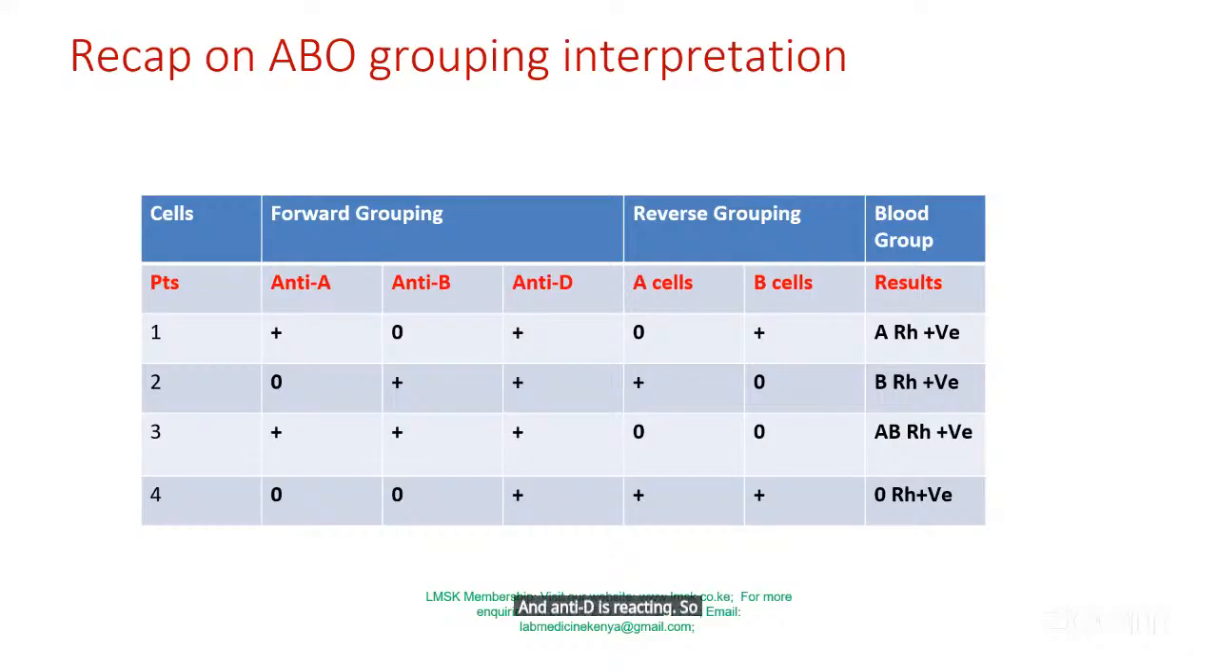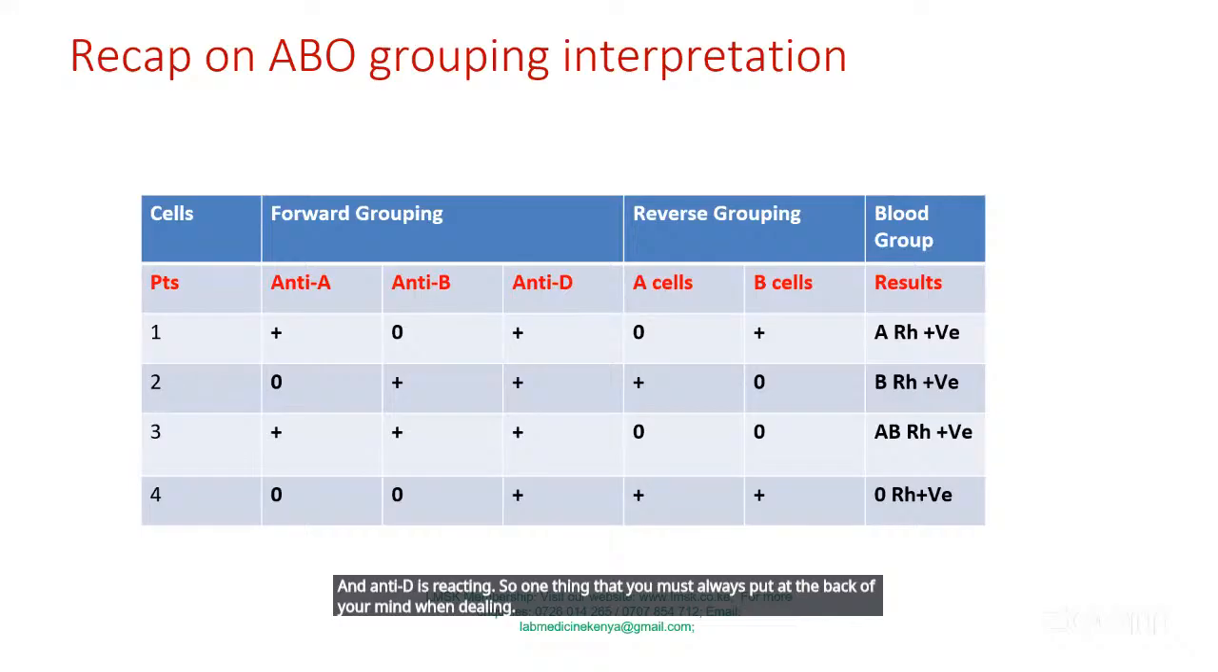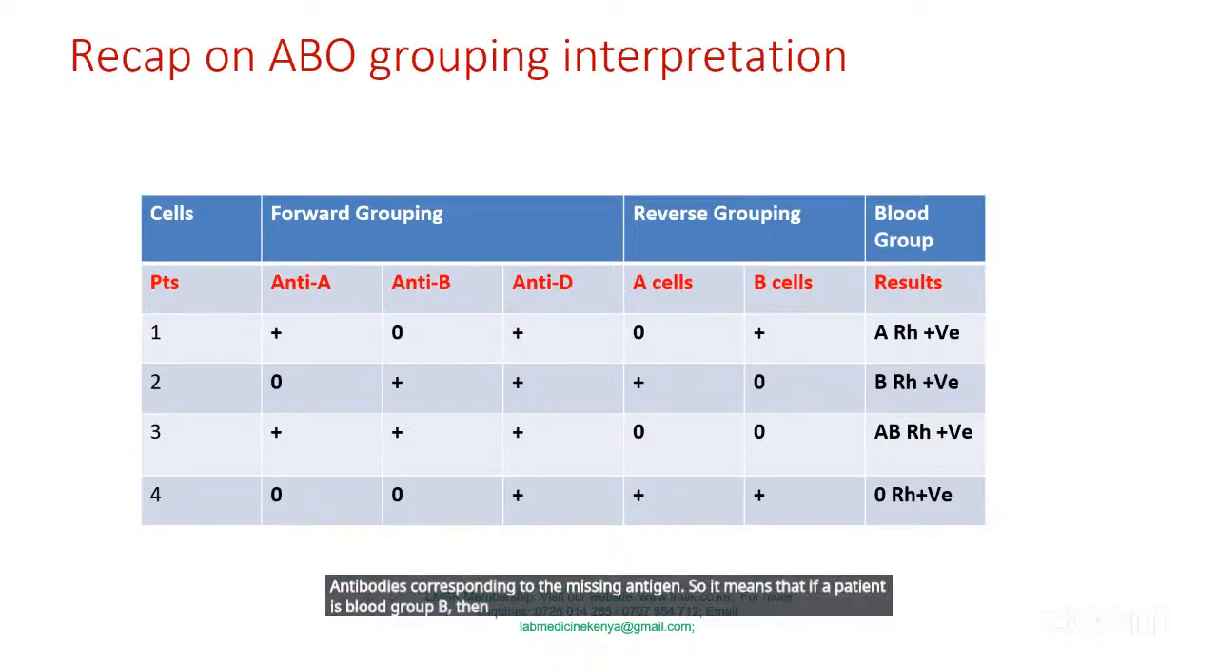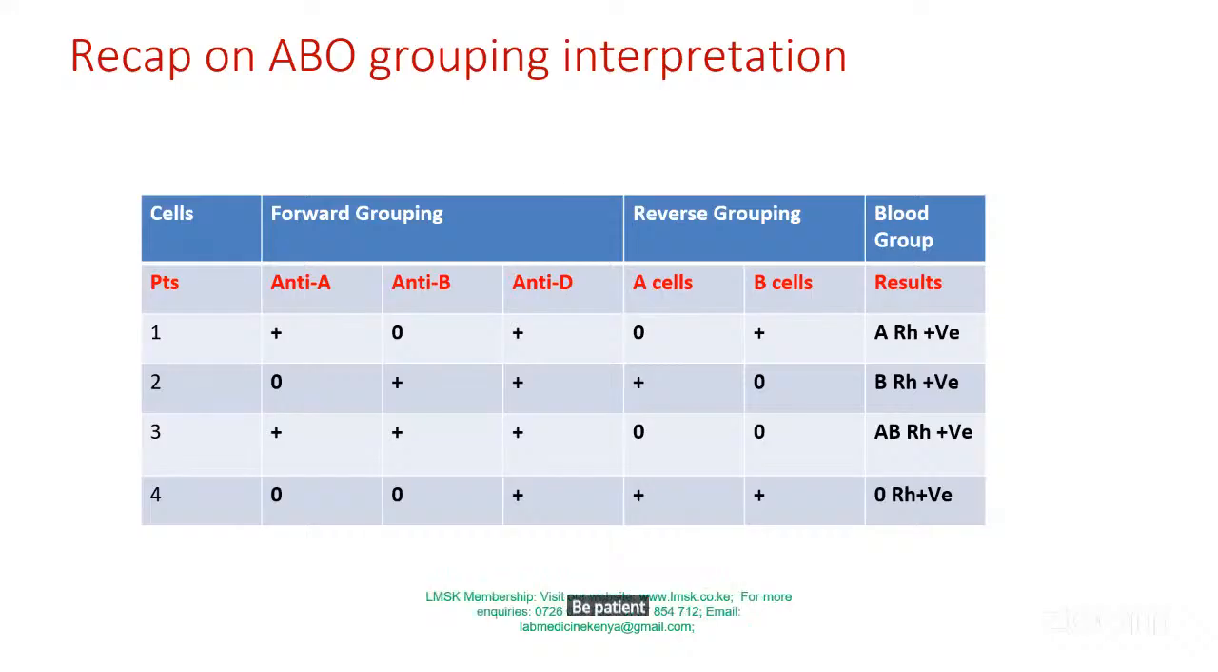So one thing that you must always put at the back of your mind when dealing with ABO blood grouping is the Landsteiner golden rule. The Landsteiner golden rule states that an individual will only have in his or her system antibodies corresponding to the missing antigen. So it means that if a patient is blood group B, then the antibody they'll have in their system is that corresponding to the missing antigen, and the missing antigen in this case is A. So blood group B patients will only have anti-A in their system.